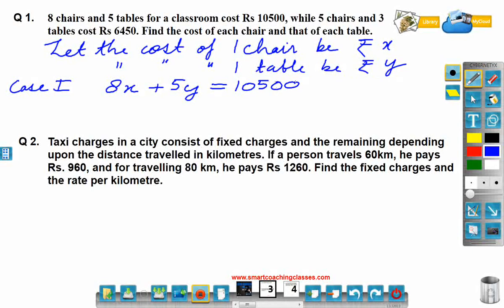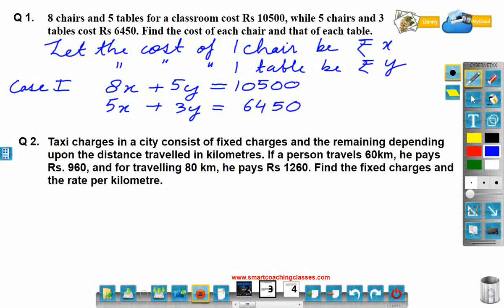I'm sure most of you by now already know what will be the second equation. It will be 5x plus 3y is equals to 6450. That is it. This is all I want you to learn right now. Just how to form the equation. Okay, moving on to the next question.